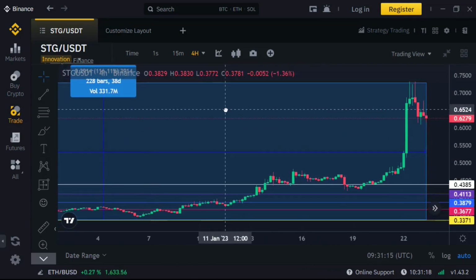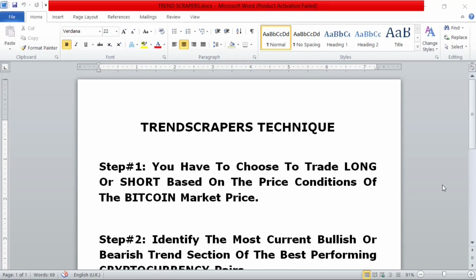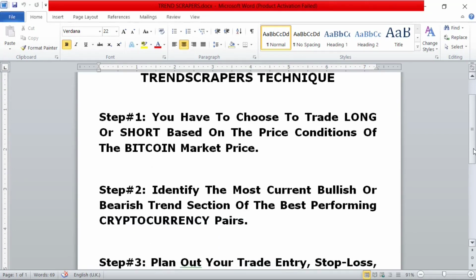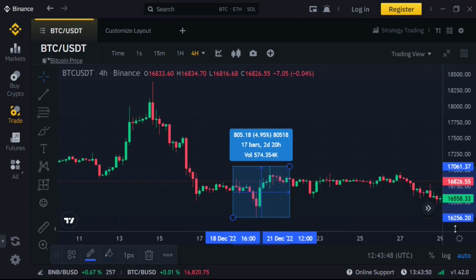Now that I've showed you how well the TrendScrapers technique works, it's time for me to walk you through the step-by-step process. Starting with step number 1, you have to choose to trade short or long based on the price conditions of the Bitcoin market price. So if you want to make more money in the cryptocurrency markets every single day and every single week and every single month, you have to choose to trade short or long based on the price conditions of the Bitcoin market price. Why? Because the Bitcoin market price is the master controller of the entire cryptocurrency market price action.